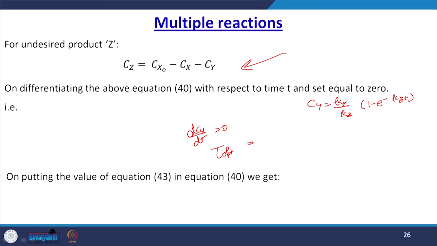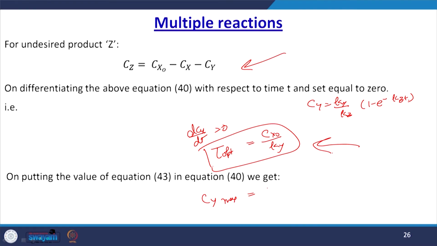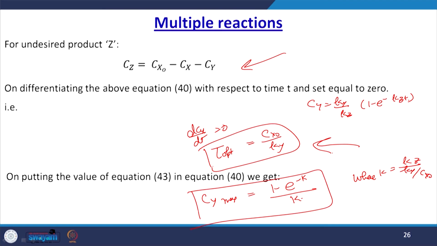tau optimum is equal to Cx naught upon ky. So, if we put all the values in this equation, we may have Cy maximum, that is equal to 1 minus e to the power minus k upon k, where k is equal to kz upon ky upon Cx naught. So, this is my final equation which I am looking for.